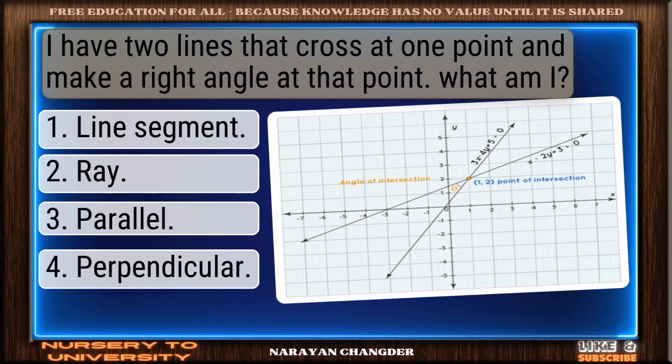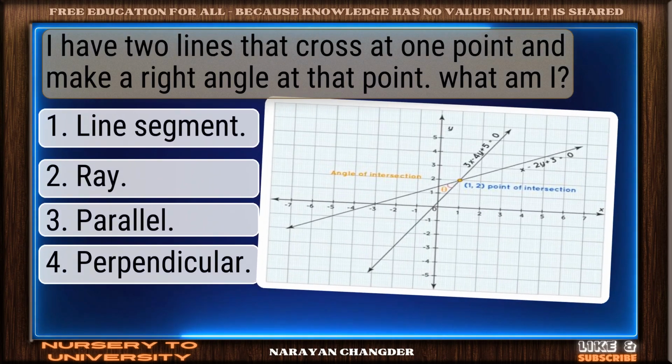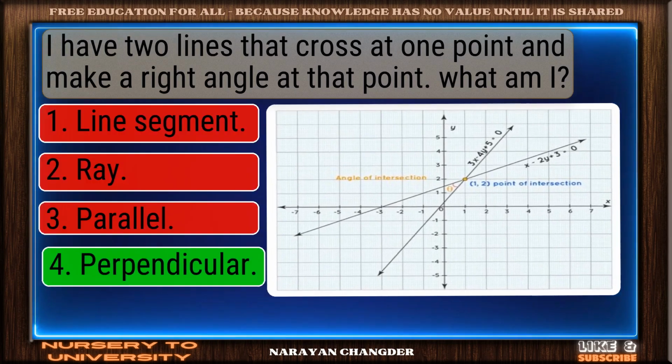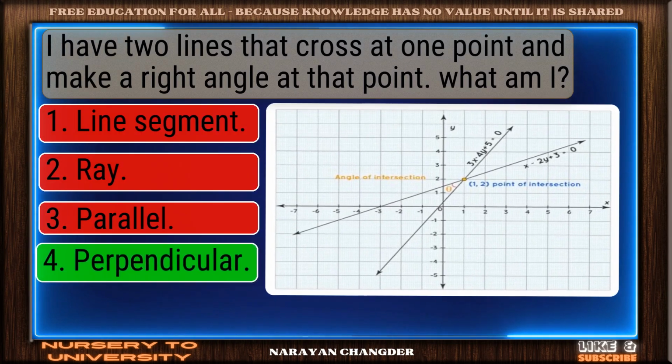Question number 44. I have two lines that cross at one point and make a right angle at that point. What am I? Bravo. Perpendicular is the answer.